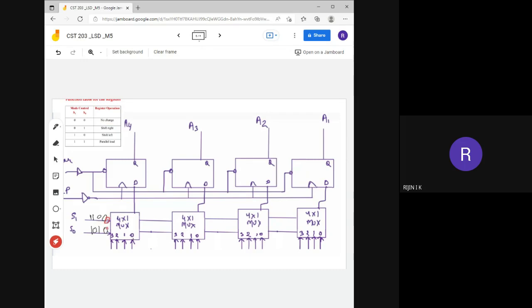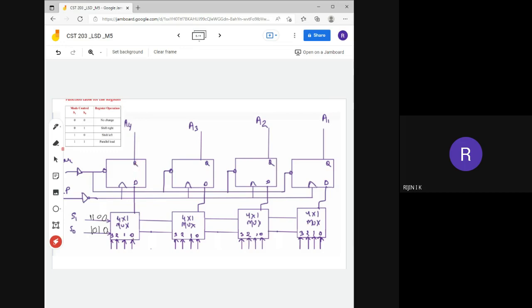That means if S1 and S0 are 0 0, then you have to provide the previous output as the input to this multiplexer. If S1 S0 is 0 0, it will select this zeroth line. Then if you connect this A4 value to the zeroth line, whatever output was present previously will be given as the input for this multiplexer. That means the multiplexer will select the zeroth line, and that will be given as the input for the D flip-flop. So the previous value itself will be in this D flip-flop.